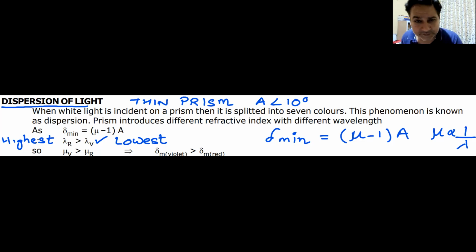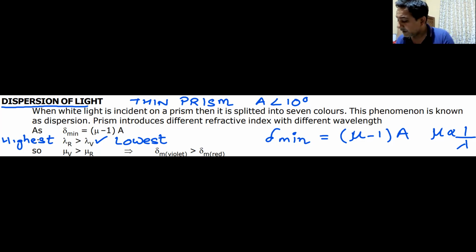If some light has large wavelength, the mu for that light, if it is falling on a prism, that mu will be the smallest. Do you get this? Yes, sir. Mu is inversely proportional to the wavelength.